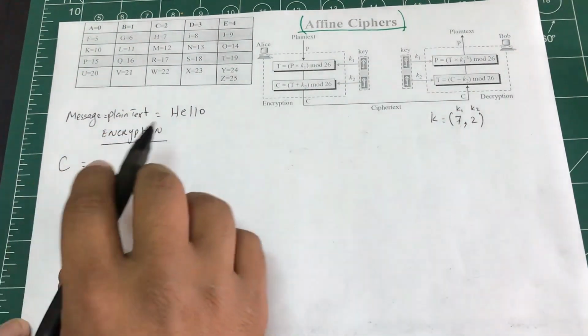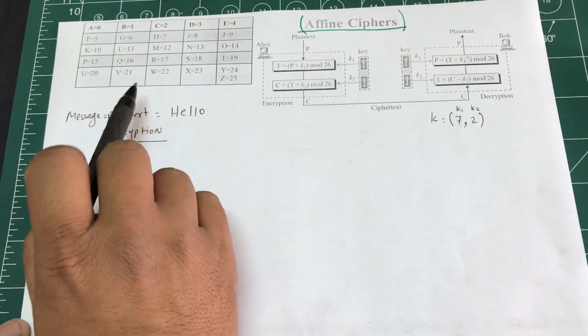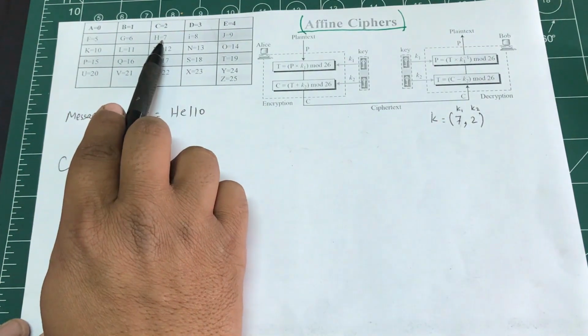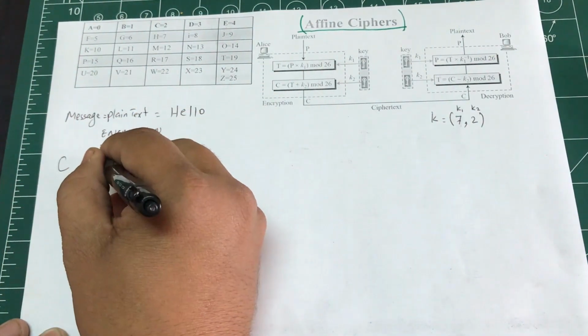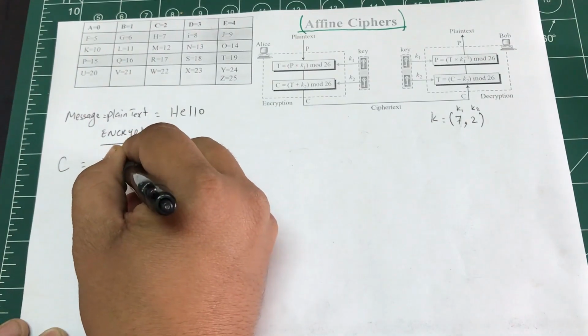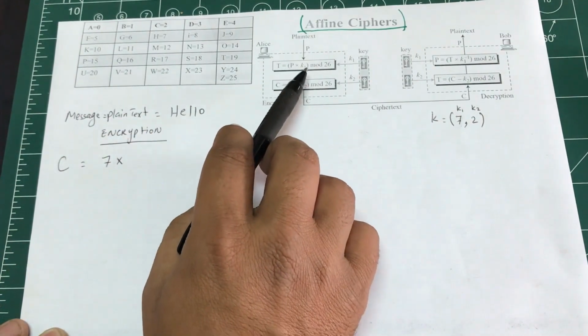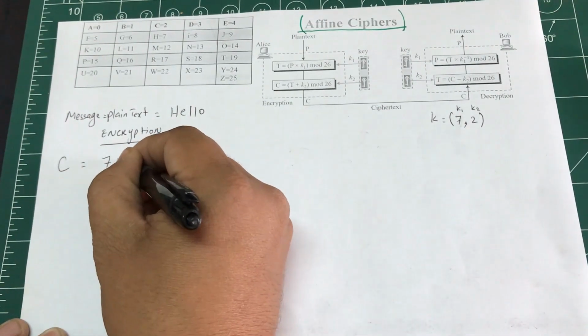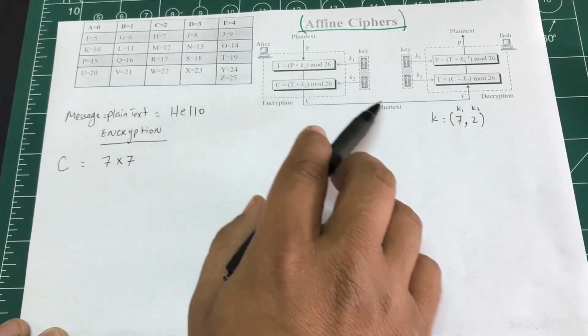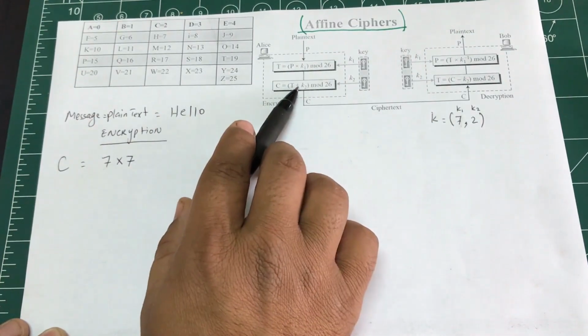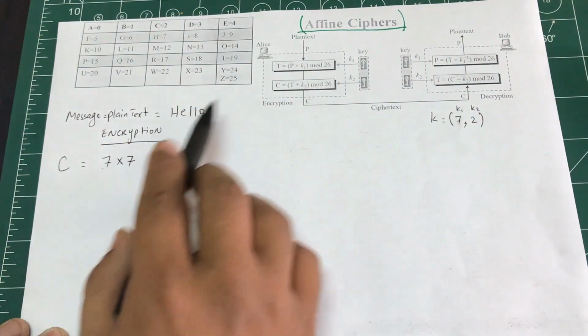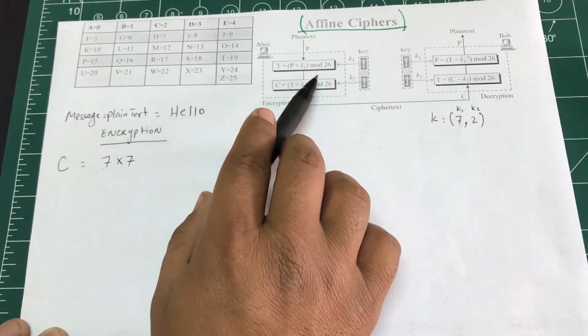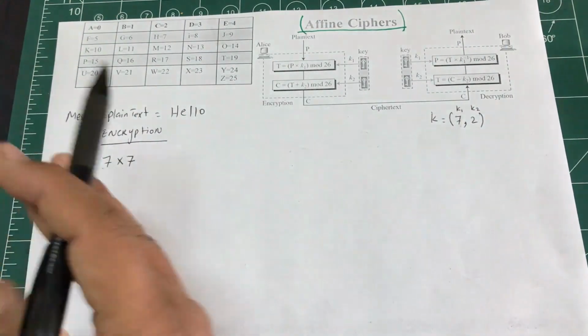So what is the value of each? We're going to go to our code book. H is 7. So we're going to take that 7 and multiply it by key 1, which is 7. And then we can bring this key in as well. And then I need to do what? Once I get this, because it's a mod operation, I can apply it once, and that applies to all of them.